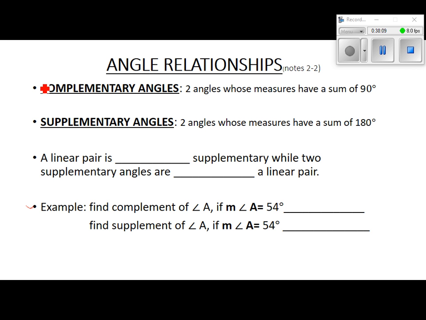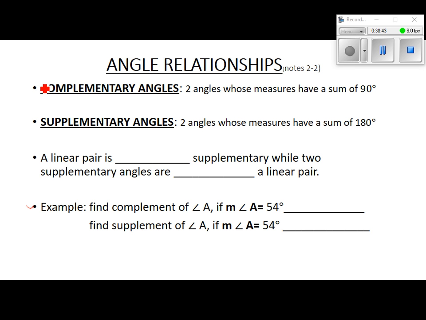The way I remember it is I just remember in the alphabet, C comes before S. And your numbers, 90 comes before 180. If that helps you, then use that. Otherwise, come up with something. Why do they call it supplementary? So complementary angles.